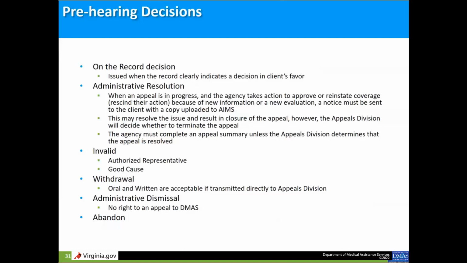A more common decision prior to the hearing is the administrative resolution. These decisions are appropriate when a subsequent action by the responsible agency makes the appeal request moot.